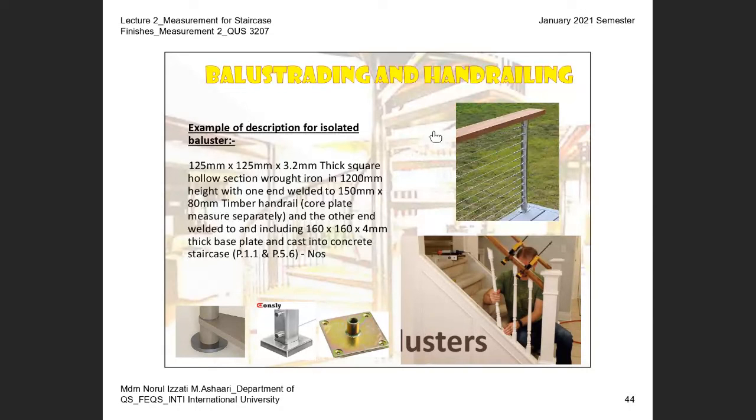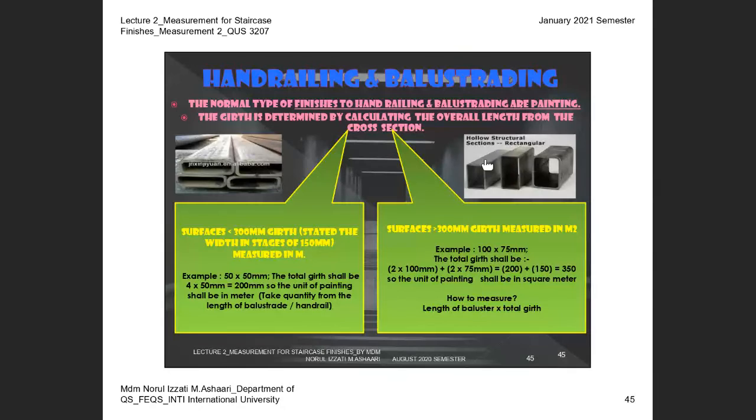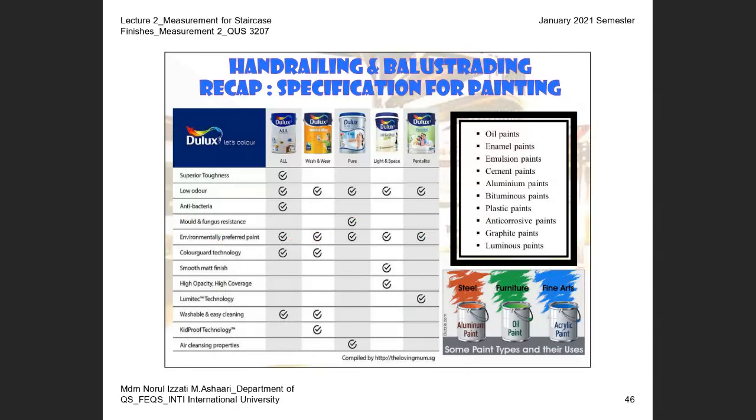This is another example of the description, just to highlight the term base plate underneath and the installation method. Then this is the next item, where you finish all the isolated baluster and vertical baluster, you have to measure for painting. How do you want to measure the painting? You have to check the girth for the surfaces. Less than 300 mm, measure in meter. More than 300 mm, you have to measure in meter square.